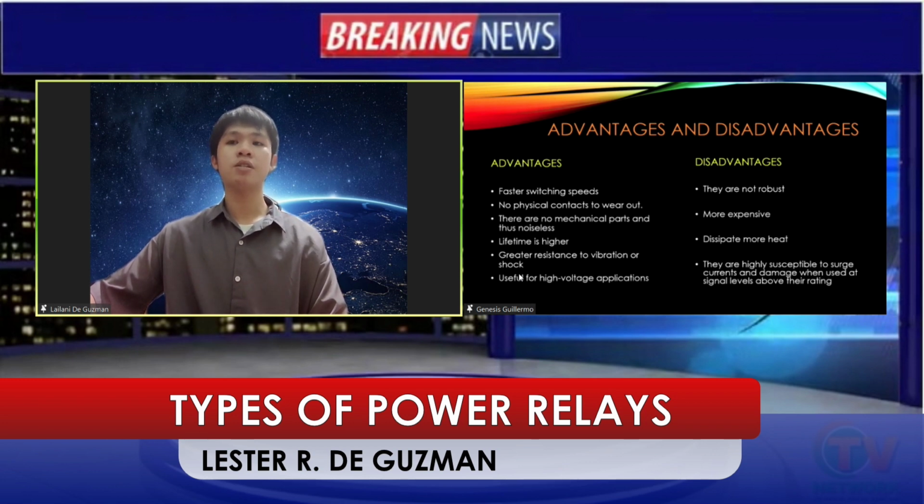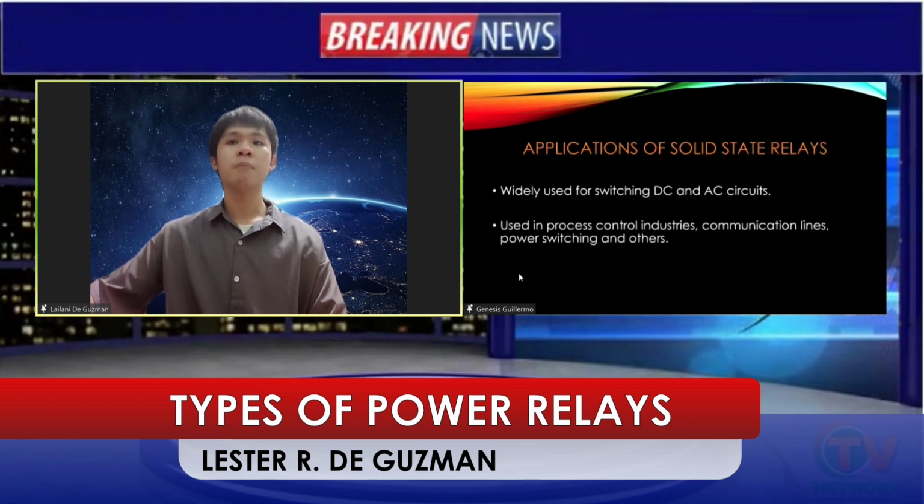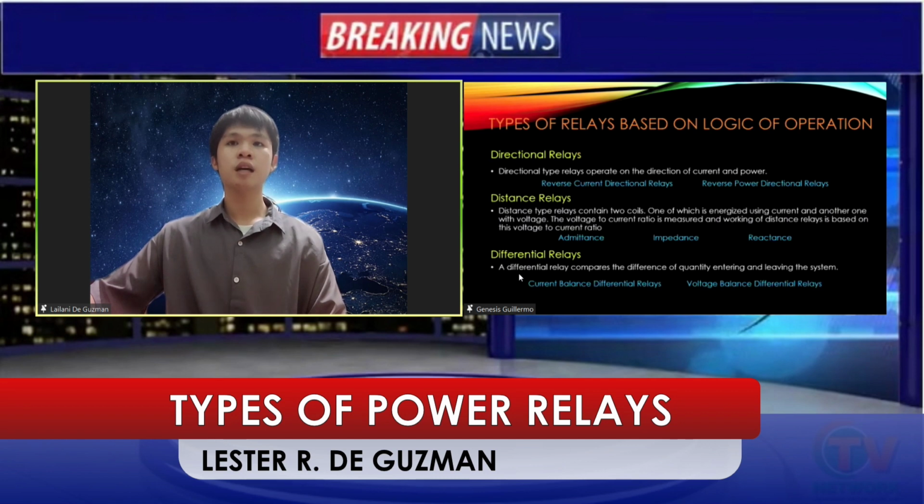However, the disadvantages are they are not robust, they are relatively more expensive, they dissipate more heat, and they are highly susceptible to surge currents and damage when signal levels are above their rating. These are the applications of solid-state relays. They are widely used for switching DC and AC circuits, in process control industries, communication lines, and power switching, and others. So these are the types of relays based on construction.